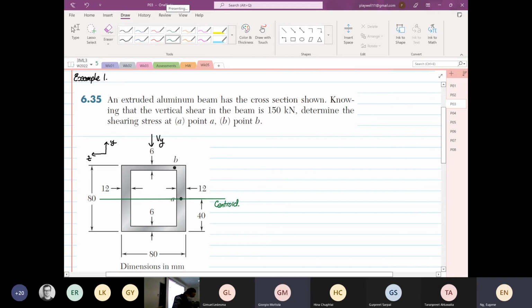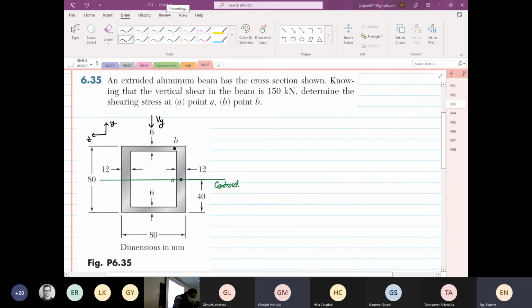Okay. So like what I taught you guys, anything that's running horizontally is the width. Anything that's running vertically, to the centroid axis, is the depth. So now the formula that we have to apply is shear stress is equal to Vy over Izz, Qz divided by T.